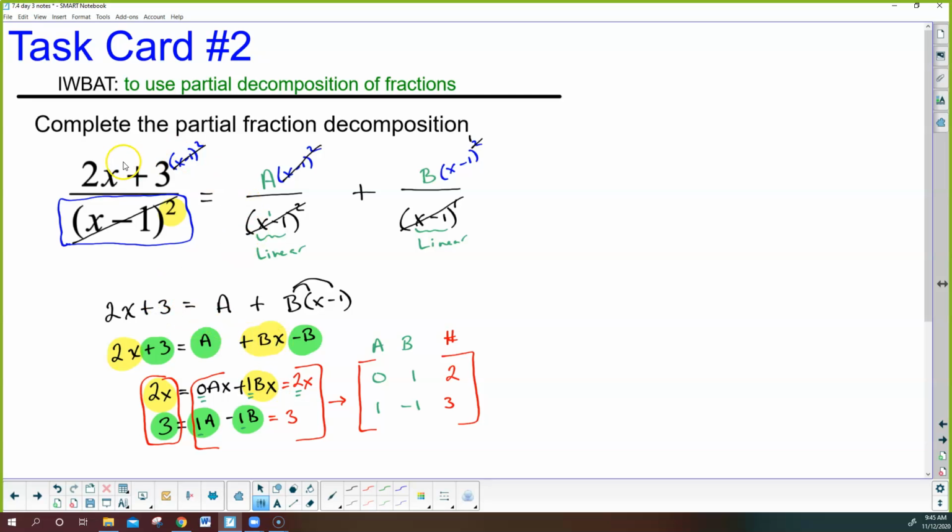So we took the expanded form of the numerators once we cleared the denominators, and then we looked at what gave us the x values, what gave us the constant term, and we turned that into a matrix. Now that you have that matrix, it's all technology. We're going to do reduced row echelon form in your calculator.